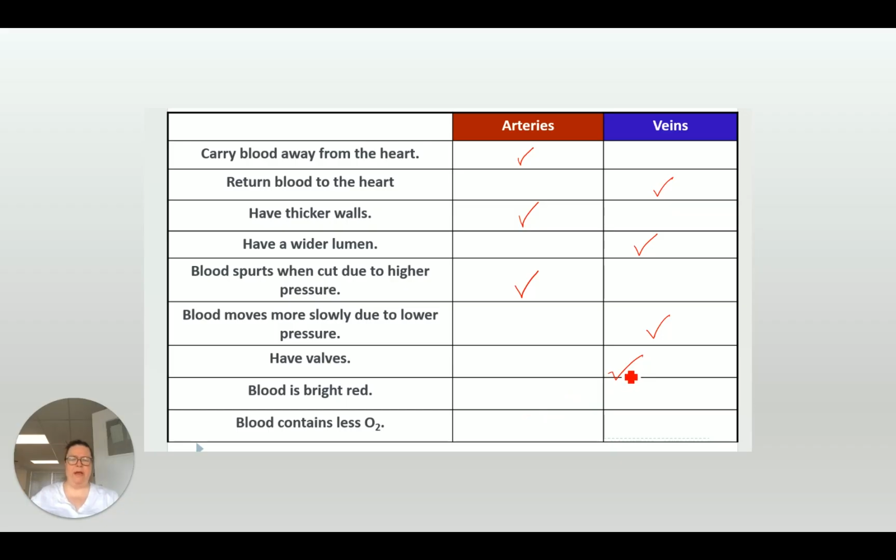Blood is bright red, so when it's oxygenated, it is brighter red. It's more of a scarlet colour, which means it'll be in the arteries. And blood contains less O2 in the veins. So congratulations if you got all those right. Let's see what we've got next.